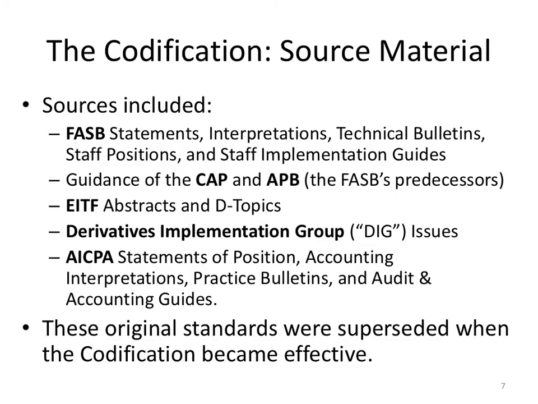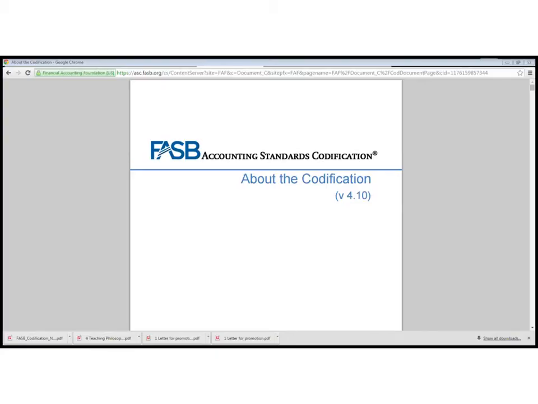located in the codification. If you really want to know more about the FASB Accounting Standards Codification, I've posted a link to this document, FASB's document about the codification. It's also accessible through the codification if you just go to the About tab and follow the clicks, you'll get to it, and it tells in more detail not only how the codification was established but also what the parameters of the codification are.